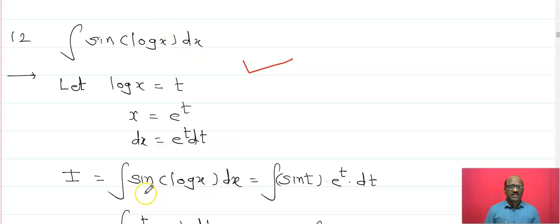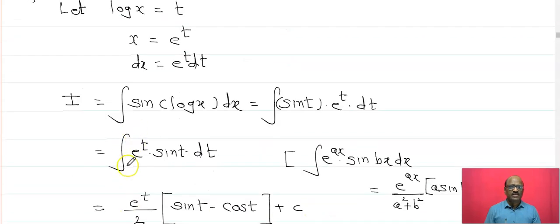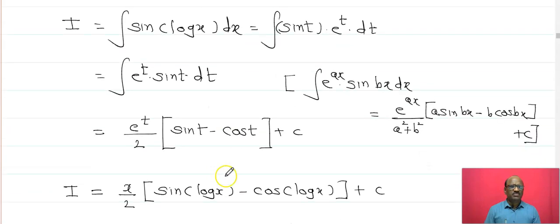This is the value. Therefore I is equals to sine of log of x into dx will become sine of t. What is the value of dx? It is e raised to t into dt. Therefore integral e raised to t sine t into dt. Now what about its integral? We have the basic formula, that is integral of e raised to ax into sine of bx into dx is equals to e raised to ax upon a square plus b square, a sine of bx minus b cos of bx plus c. In the same manner here, its integral is a direct way to solve all these types of examples.